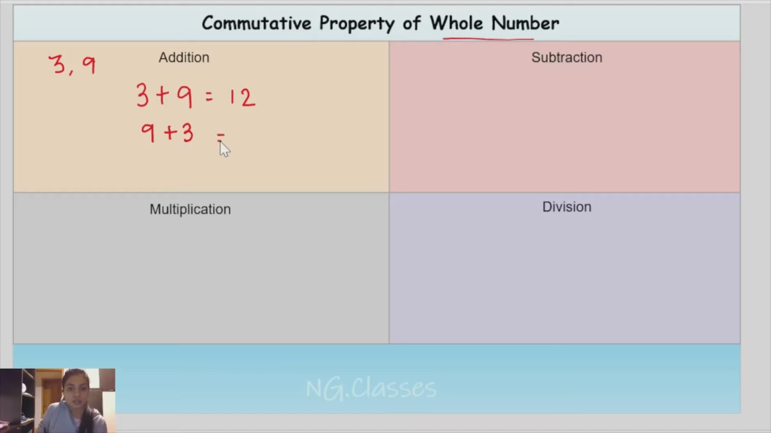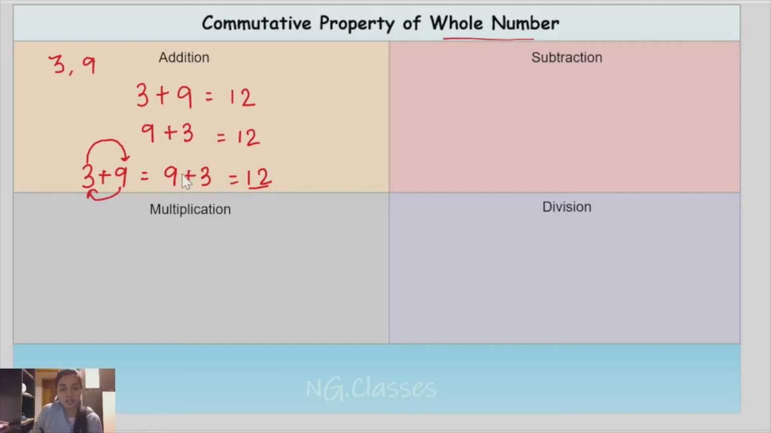This one is also 12. So can I say 3 plus 9 is same as 9 plus 3, which is 12? When I am changing place of 3 and placing it at 9's place and changing place of 9 and keeping it at 3's place, my answer is same. This property is called commutative property.